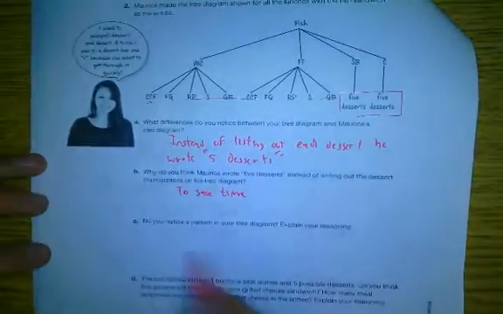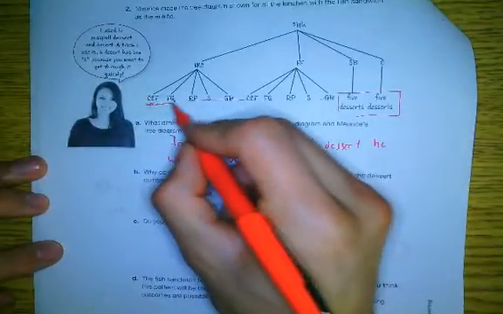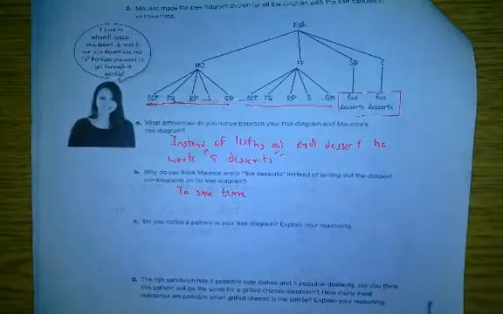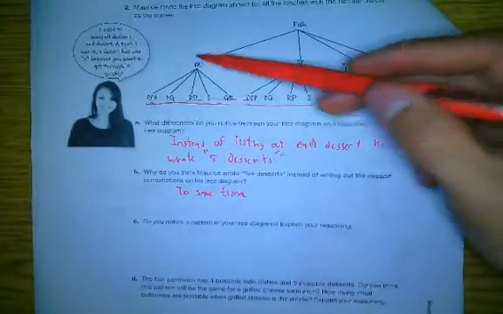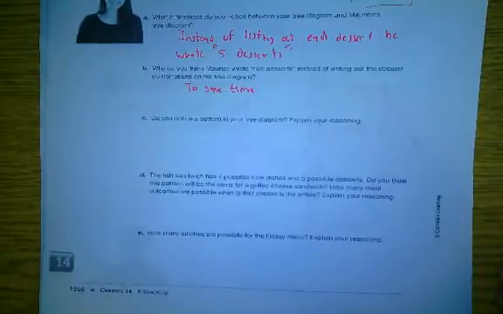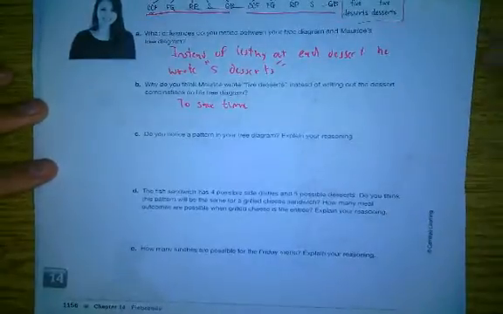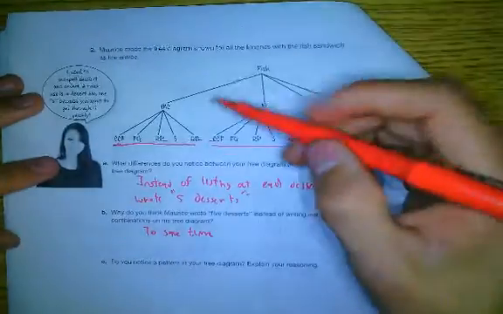The fish sandwich has 4 possible side dishes and 5 possible desserts. Do you think this pattern will be the same for a grilled cheese sandwich? Well, let's think about it. If I was doing the same thing for a grilled cheese sandwich, wouldn't I still have the same 4 side dishes and wouldn't I still have the same thing? So the only thing that would change is that instead of starting here with fish, it would say grilled cheese sandwich. So would it be the same pattern? Yes, it will.